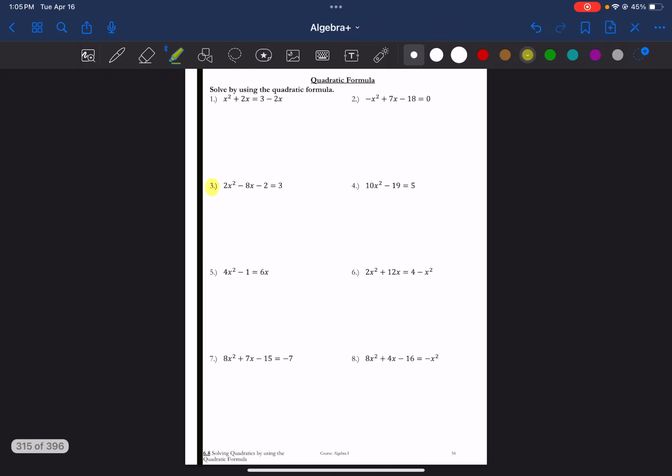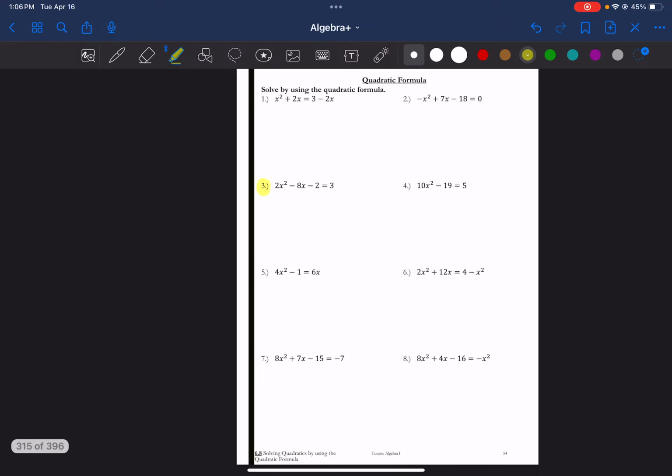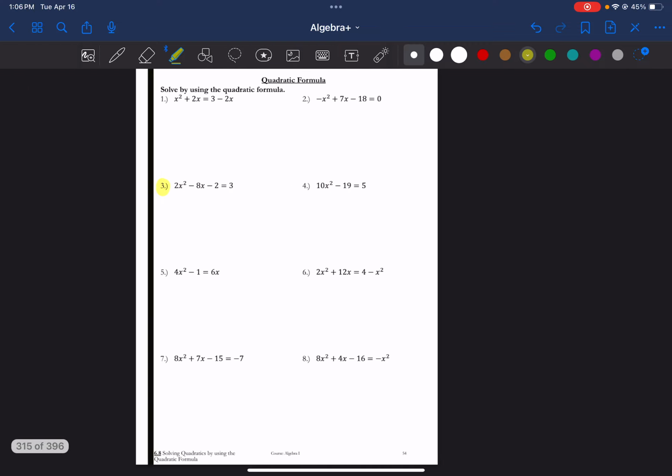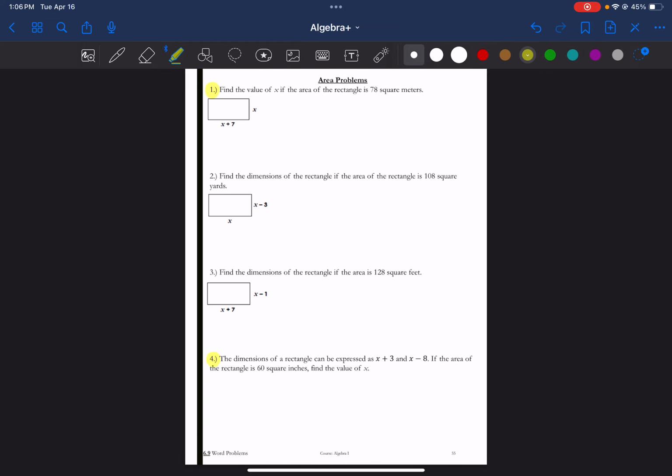You're going to want to continue to practice. As you can see, there's tons and tons of practice for you here. So just be careful when you're practicing these that you're making no calculation errors, which I know is tough. Continue to practice and memorize this formula before we get to word problems.